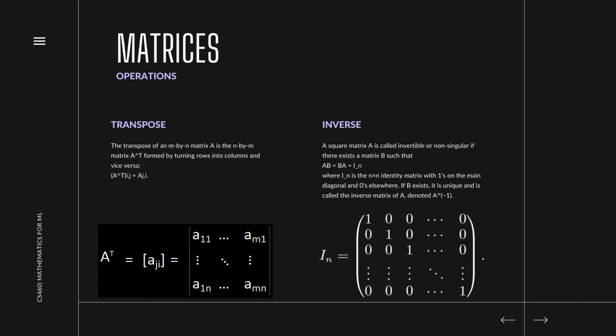Inverse only exists when A is a square matrix and it's non-singular. And if such B exists where AB is I, then B is the inverse of A, which is also known as A inverse and denoted by A to the power minus 1.